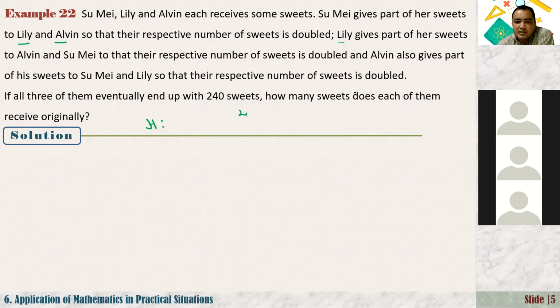Sume, it says that how many sweets does each of them receive originally? Sume has how many? Hussein? Eldar, how about you? 80.